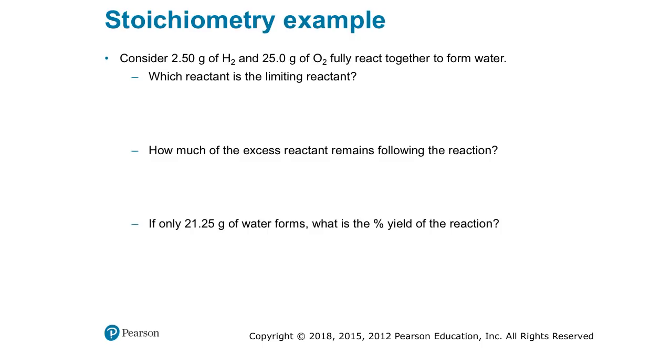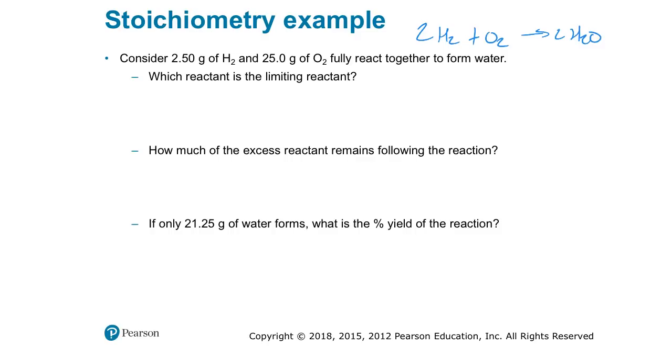Okay, so we can finish up with an example to walk through limiting versus excess reactants and to walk through calculating yields. So we see in this example here, we have 2.50 grams of hydrogen and 25 grams of oxygen that fully react together to form water. So our balanced reaction is 2H2 plus O2 goes to 2H2O. So which reactant is the limiting reactant?